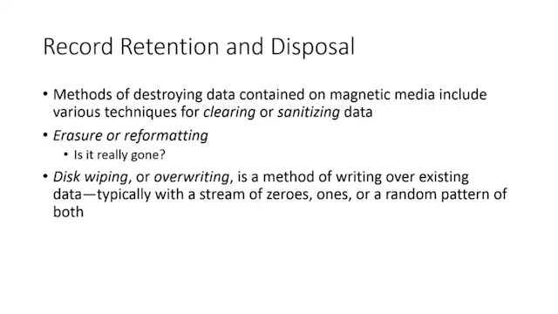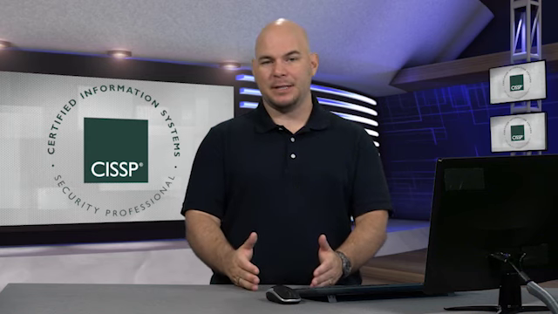Now a little bit more about the record retention and disposal. So the methods of destroying data contained on magnetic media, like our hard drives, various techniques for clearing and sanitizing data are available to us. So we can use erasure or reformatting. If we do that, let's say I have a hard drive and I erase that hard drive. Is the data really gone? Remember, we talked about data remnants. Is it really gone? How many times do I need to erase it or reformat it?